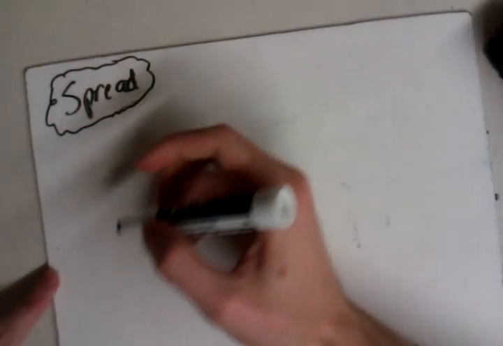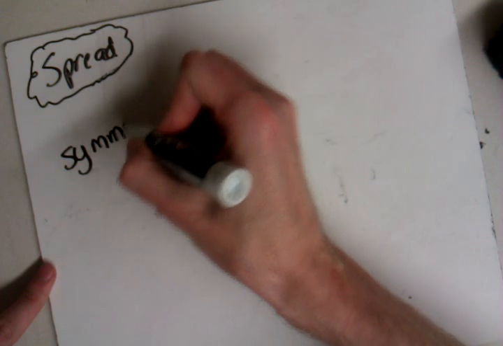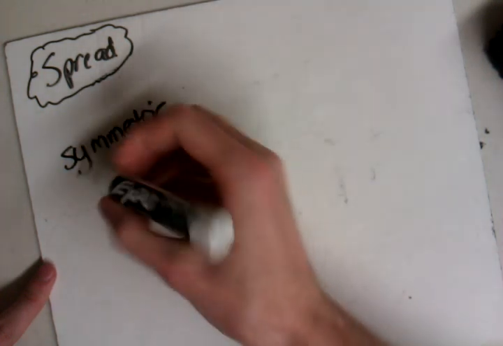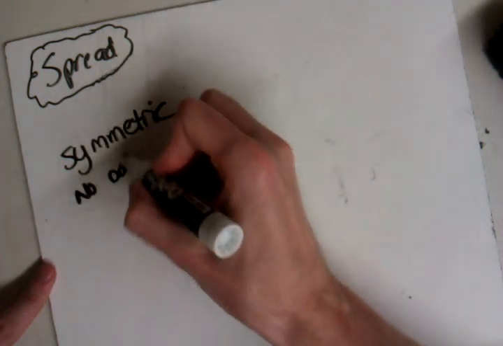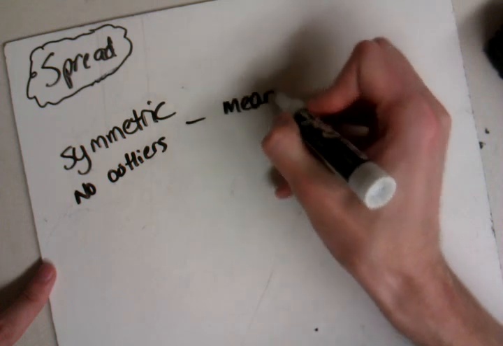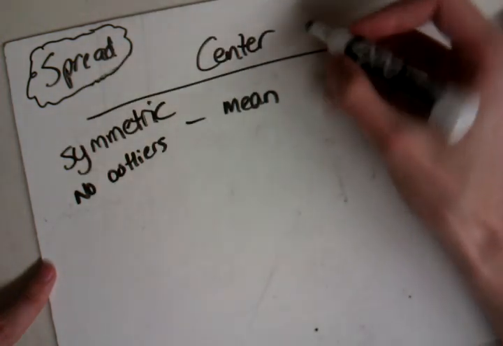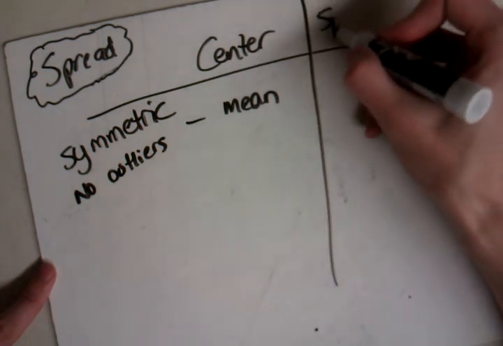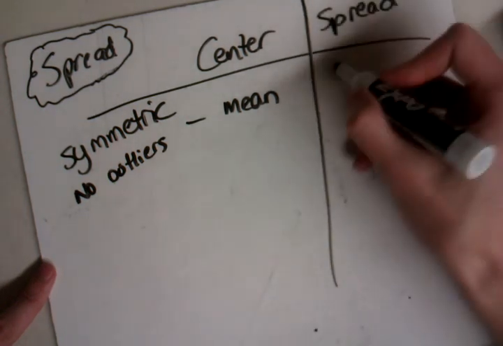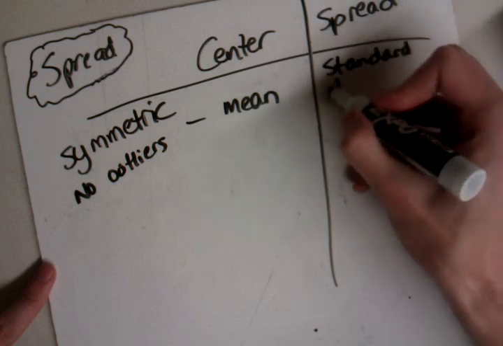So I'll write that down again. If your data is symmetric and has no outliers, you're going to use the mean as your measure of center, and as your measure of spread, you're going to use the standard deviation.